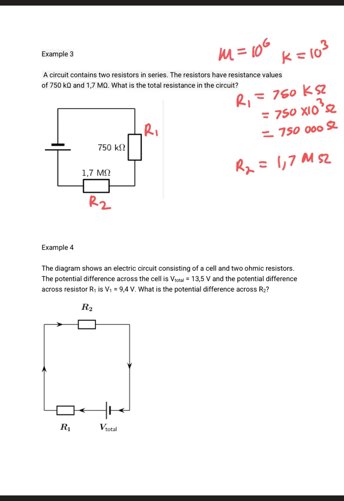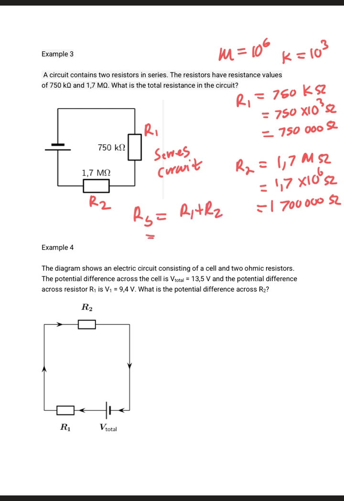And then R2 is equal to 1.7 mega ohm, and we know that mega stands for 10 to the power 6. So I'm going to write it as 1.7 times 10 to the power 6 ohm, right? And then when we do the calculation, we will get 1,700,000 ohms. Now, because this is a series circuit, the total resistance Rs is just going to be R1 plus R2.